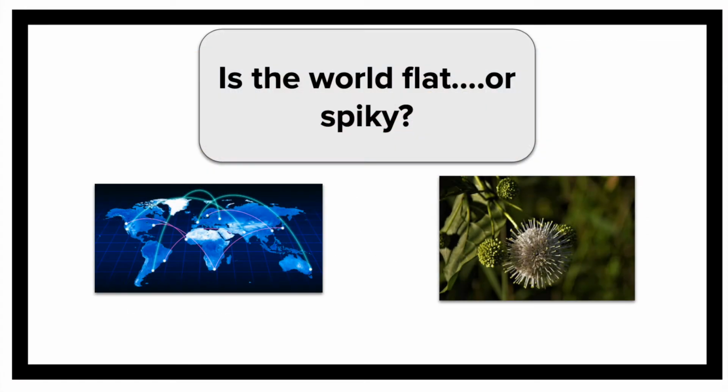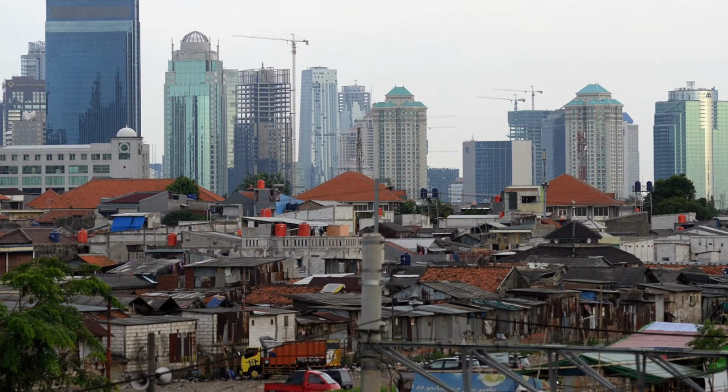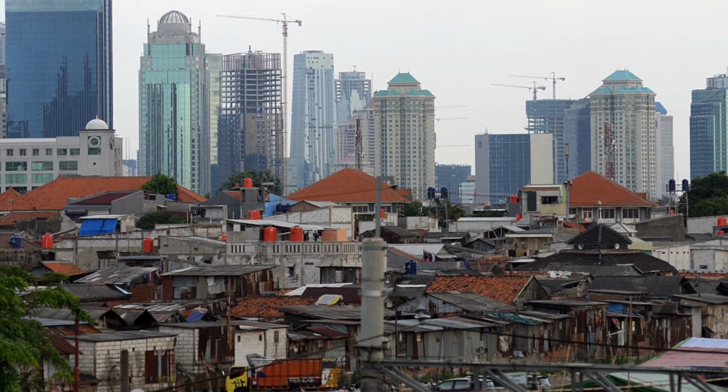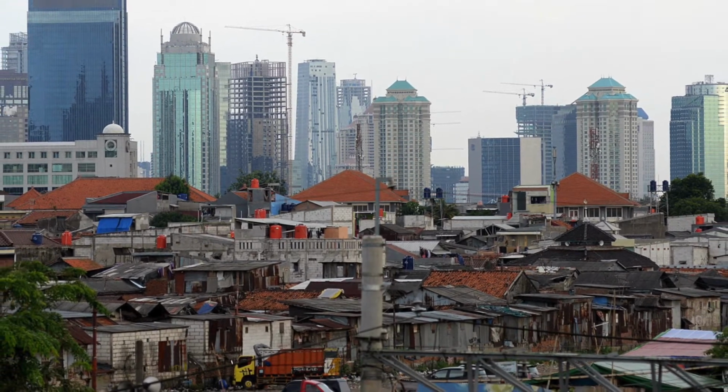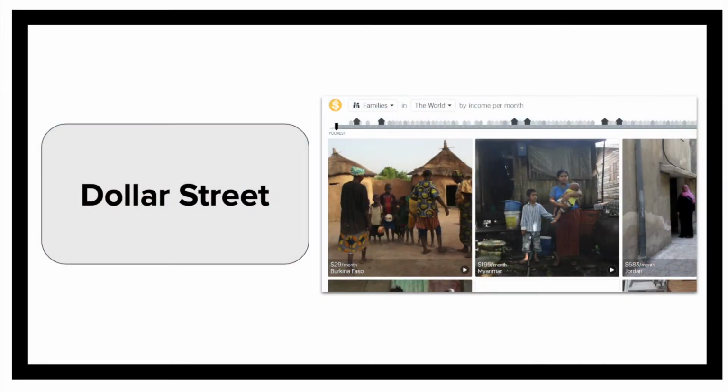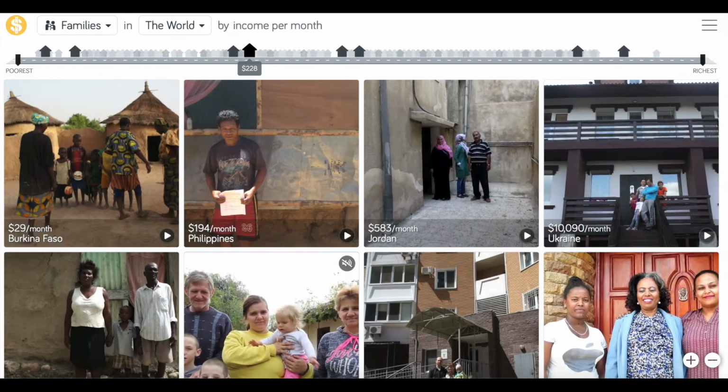Now, in class, we've talked about whether or not the world was flat or spiky. We know that some people see globalization as leveling the economic playing field, while other economists view the increasingly interconnected world as one growing with inequality. Using the Dollar Street website, you will compare families around the world today to draw conclusions about economic equality or economic inequality.